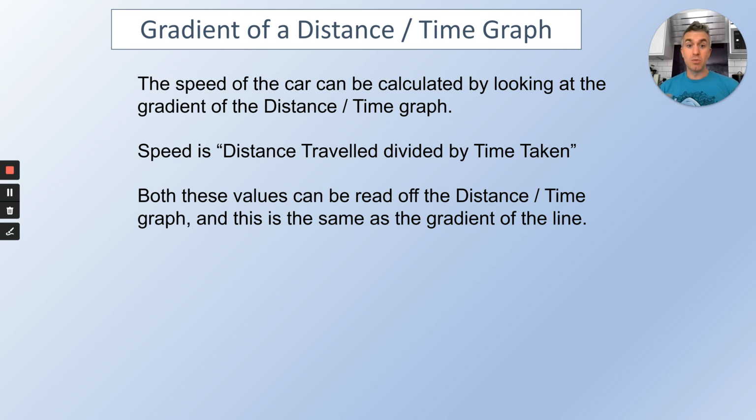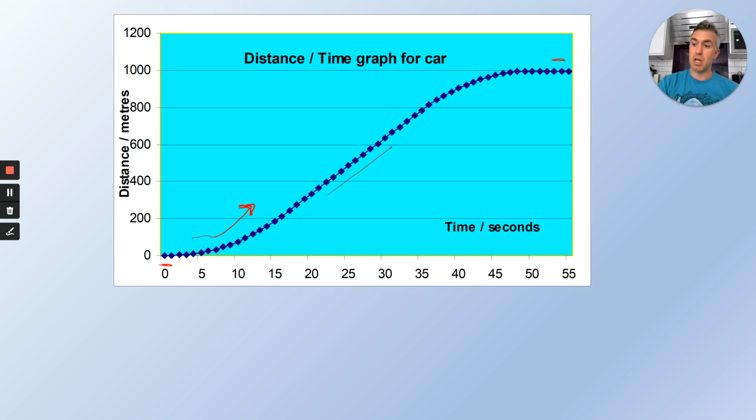You can actually use the graph to work out the speed. If it's a distance time graph, you're working out the speed. If it's a displacement time graph, you'll actually work out the velocity. And it's all linked to that gradient. The speed of a car can be calculated by looking at the distance time graph. Obviously, we know that distance divided by time is speed, which is the same as change in y over change in x.